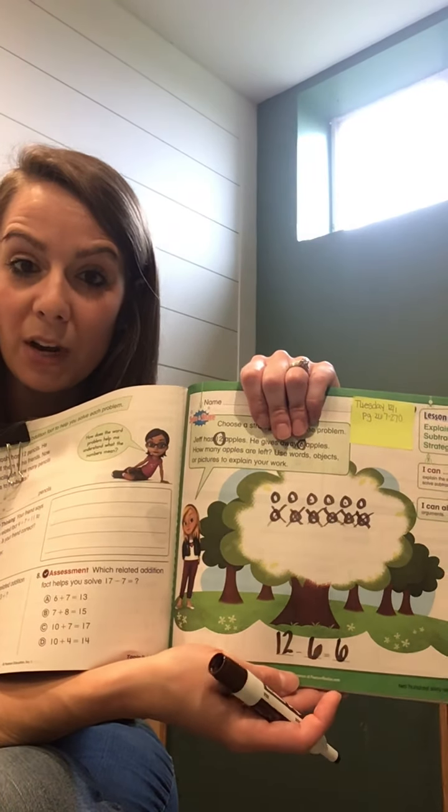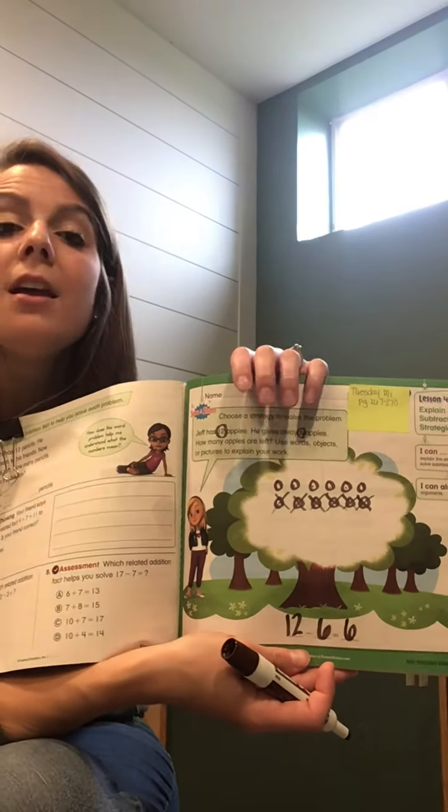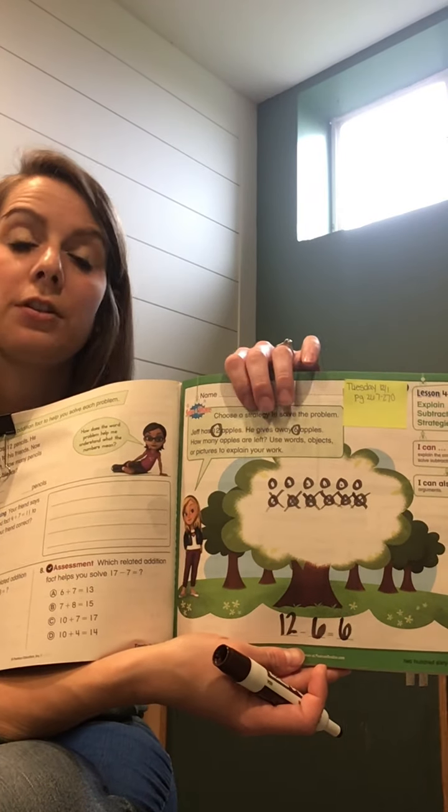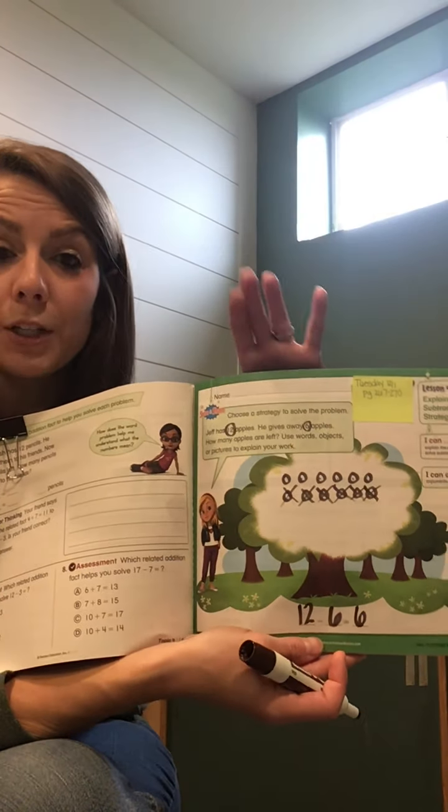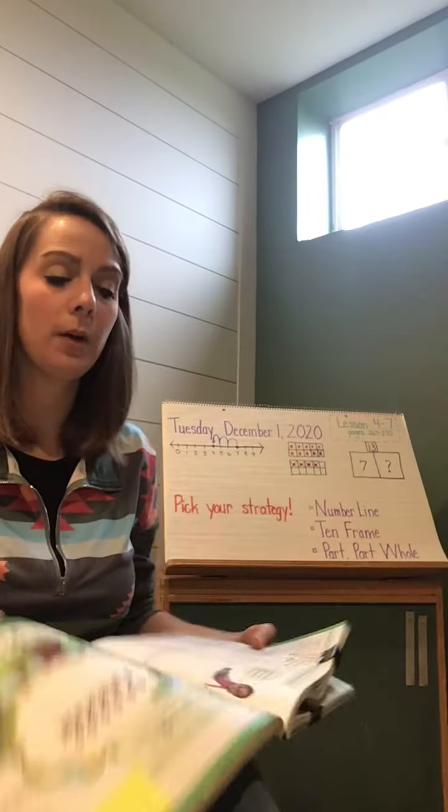So I want you to do this your way. Whatever works for your brain. If you want to use your number line, if you want to draw counters and cross off like I did, if you want to do a part, whole mat, whatever works.